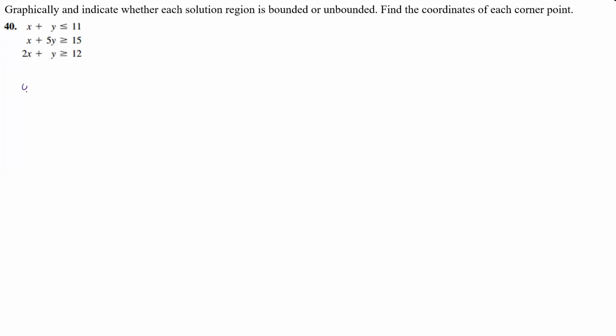So what we have is y is less than or equal to minus x plus 11. Here, if we divide by 5, we're going to have y greater than or equal to 1/5 x plus 3. And here, we're going to have y greater than or equal to minus 2x plus 12. All right. Oops, that was minus. I don't know why I didn't keep that minus. I thought it was wrong, but a minus over a minus is a minus. All right, so now we will plot those in our calculator.